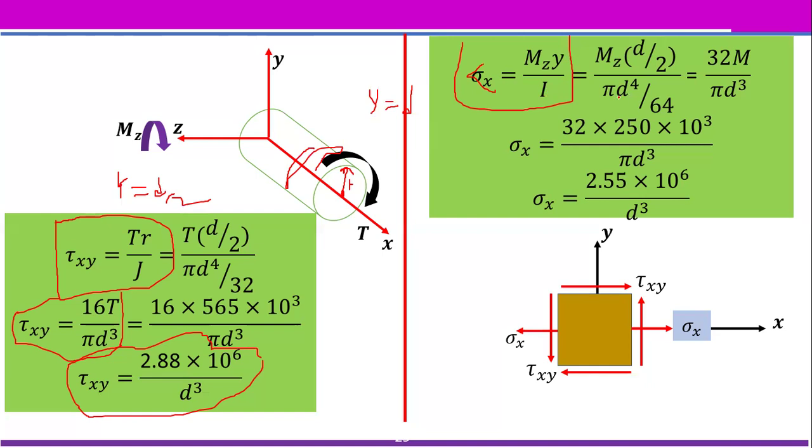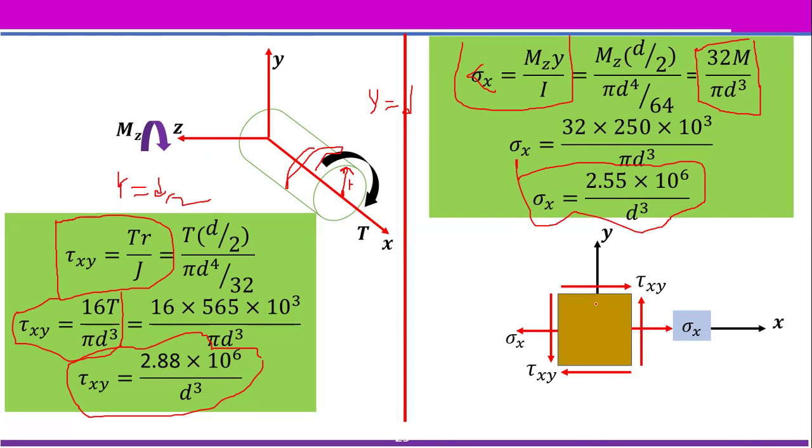So for round sections, it is given by pi d raised to 4 over 64. Now if you simplify this expression, then you get 32M divided by pi d cubed. This is the famous equation for finding normal stress on a round bar which is subjected to bending moment. If you substitute now in terms of M the given value, which is 250 times 10 raised to 3, then you get the expression of normal stress or bending stress in terms of the diameter of the shaft.